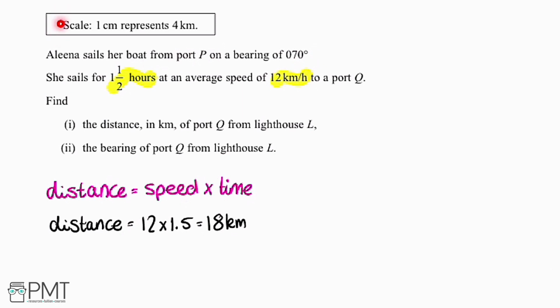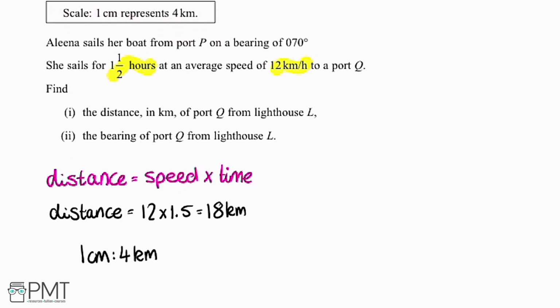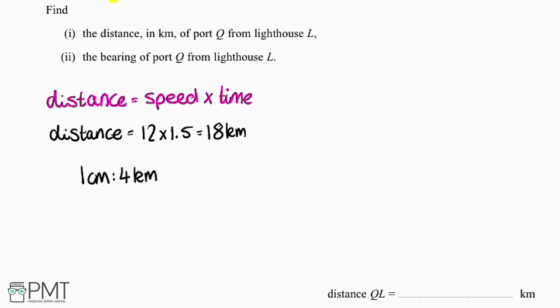So we're going to have a look at our scale. Our scale says that 1 centimetre represents 4 kilometres. So since 1 centimetre is 4 kilometres, if I multiply by 18 divided by 4, which is 4.5, here we get 18 kilometres. But because this is a ratio between centimetres and kilometres, we can do this to this side as well. So 1 multiplied by 4.5 is just 4.5. So our 18 kilometres on our scale drawing is represented by 4.5 centimetres.